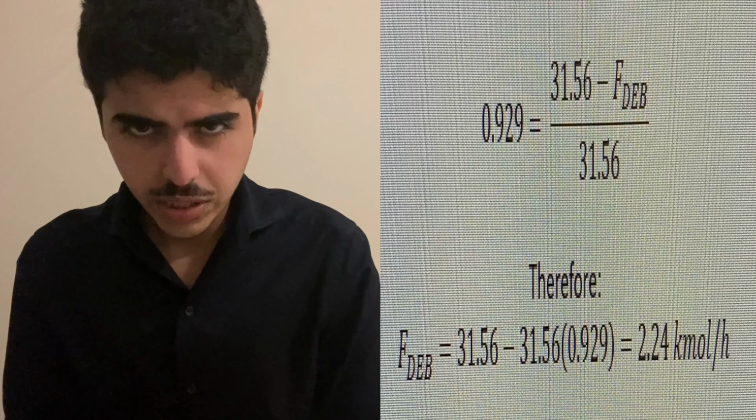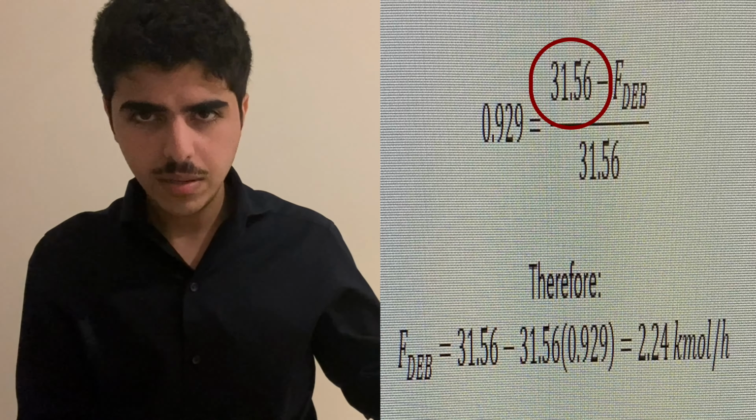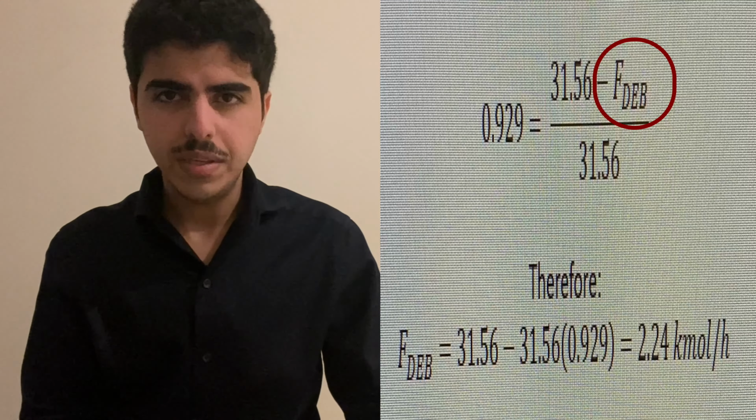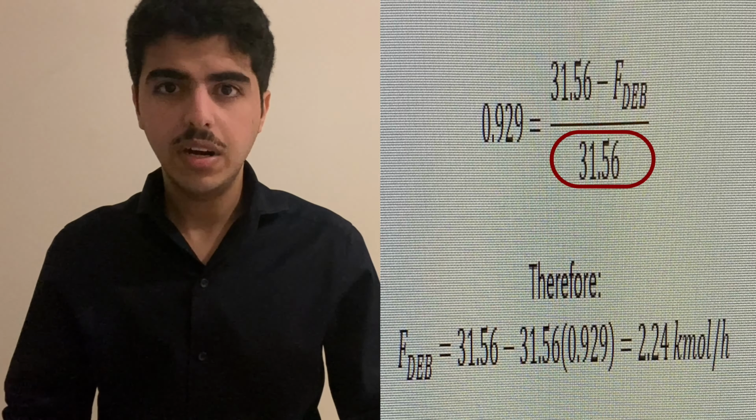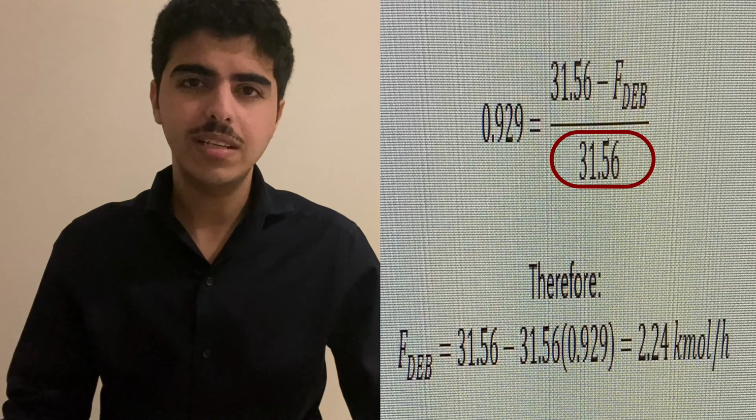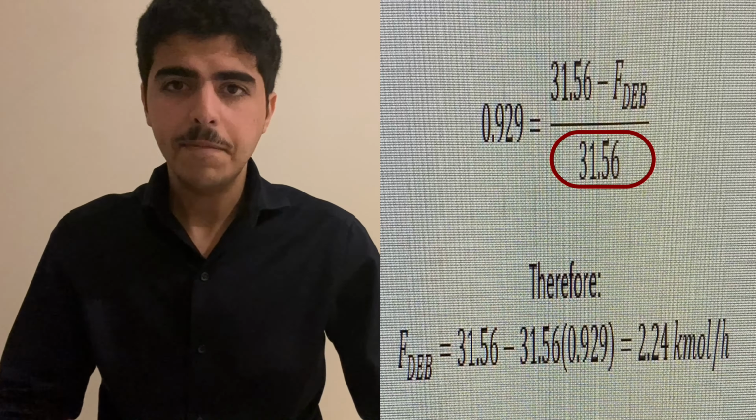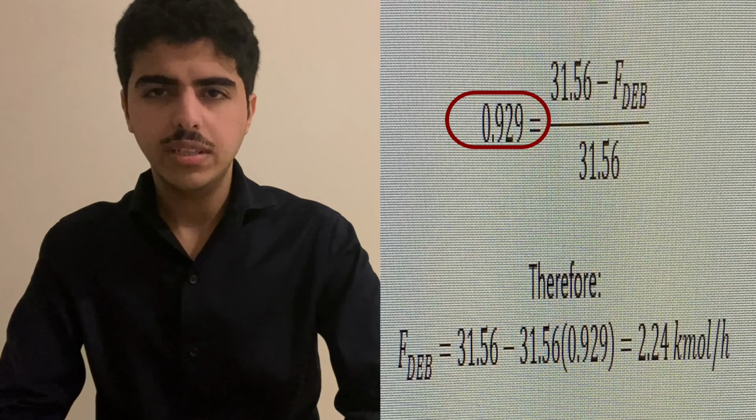We will start with the fractional conversion equation. Inlet of diethyl benzene minus what leaves from the diethyl benzene, and this, by the way, is the portion that we call reacted, divided by the initial flow of the limiting reactant, diethyl benzene. This will give you 92.9, which is given already.